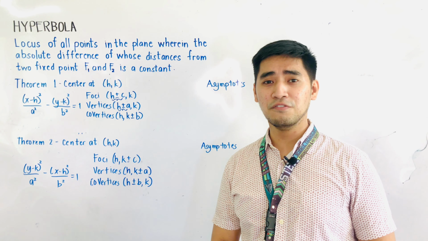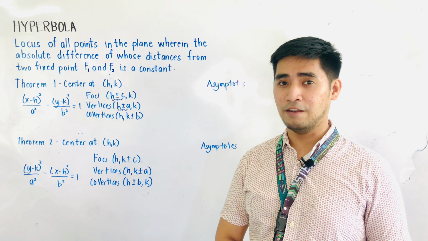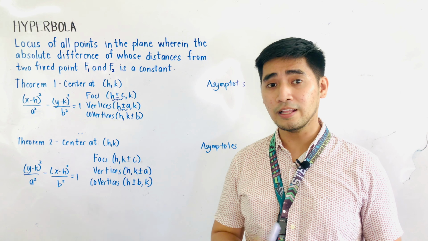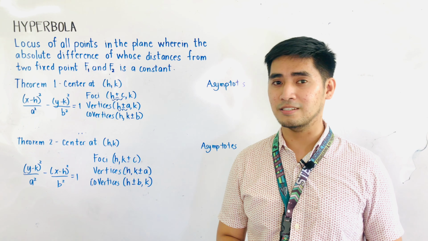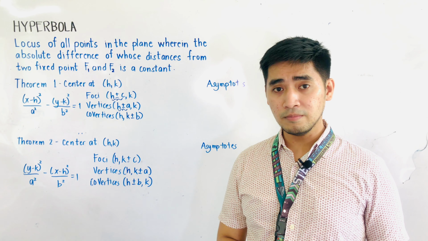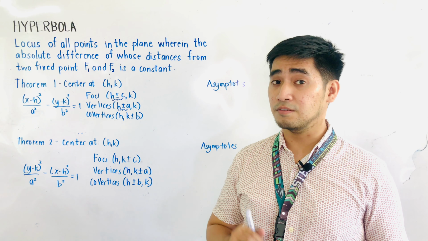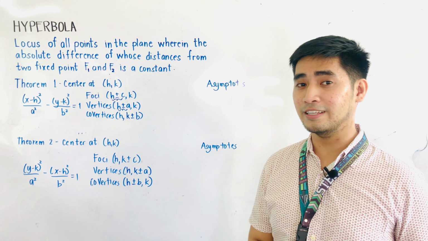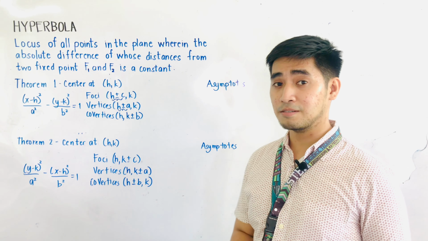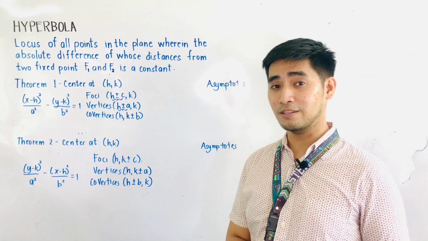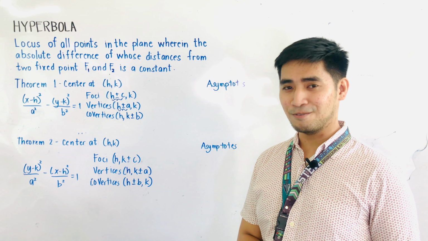Again, we have two theorems. One theorem is transverse axis horizontal and the other theorem is transverse axis vertical. Always remember that the positive term is always the transverse axis. Let's have an example. For theorem 1, center located at (h, k), it is (x minus h) quantity squared over a squared minus (y minus k) quantity squared over b squared is equal to 1.